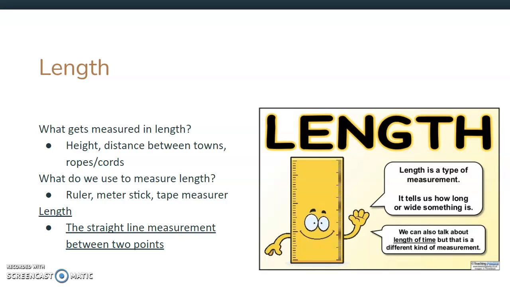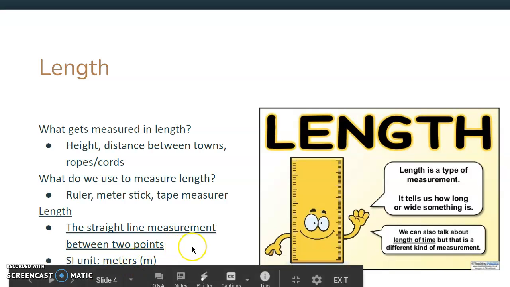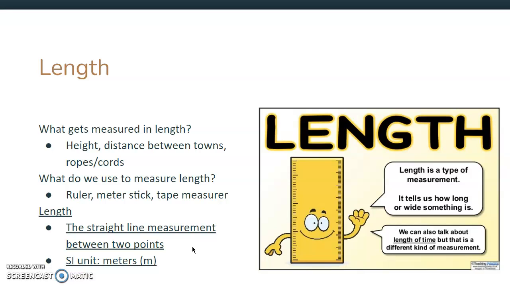So length is the straight line measurement between 2 points, and the SI unit is meters. SI stands for Standard Instrument Unit, I believe, which just means that everyone has agreed that we're going to use this scientific unit. When we're doing science, the basic unit that we're going to use is meters.